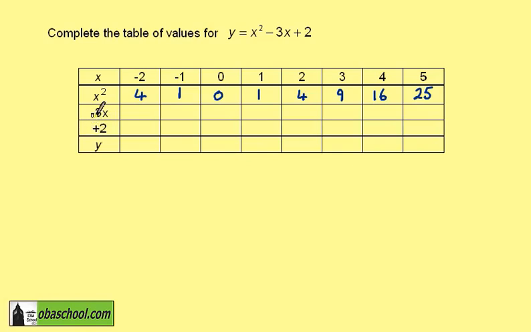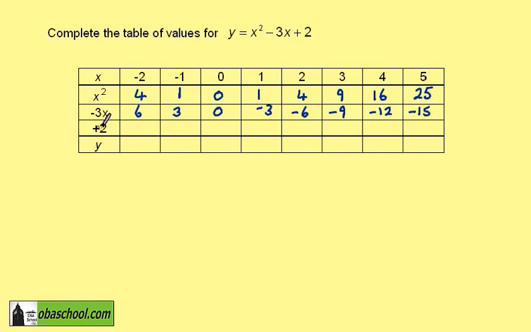Now consider minus 3x, which remember means minus 3 times x. Minus 3 times minus 2 is going to give us 6. Minus 3 times minus 1 gives us 3. Times 0 gives 0. Minus 3 times 1 is minus 3. Minus 3 times 2 is minus 6. Times 3 is minus 9. Times 4 is minus 12. And times 5 is minus 15.